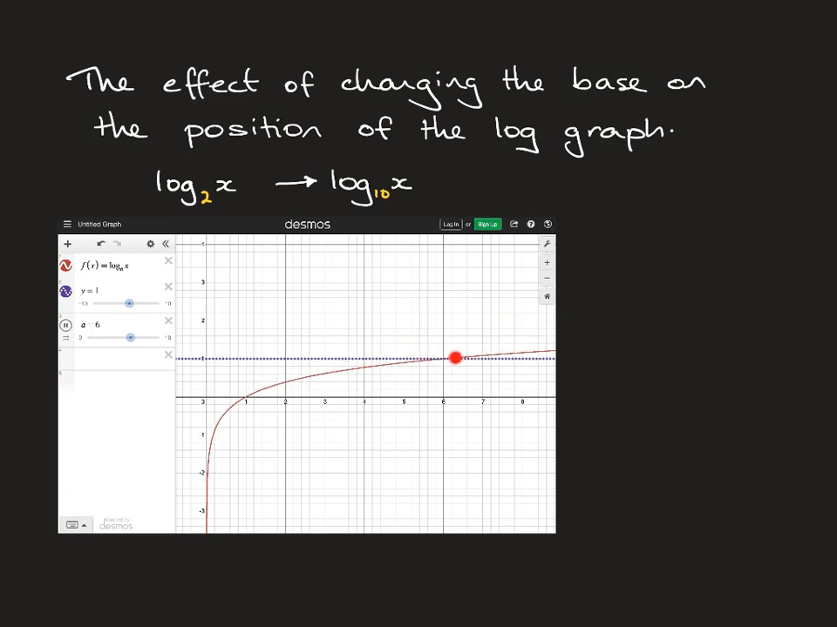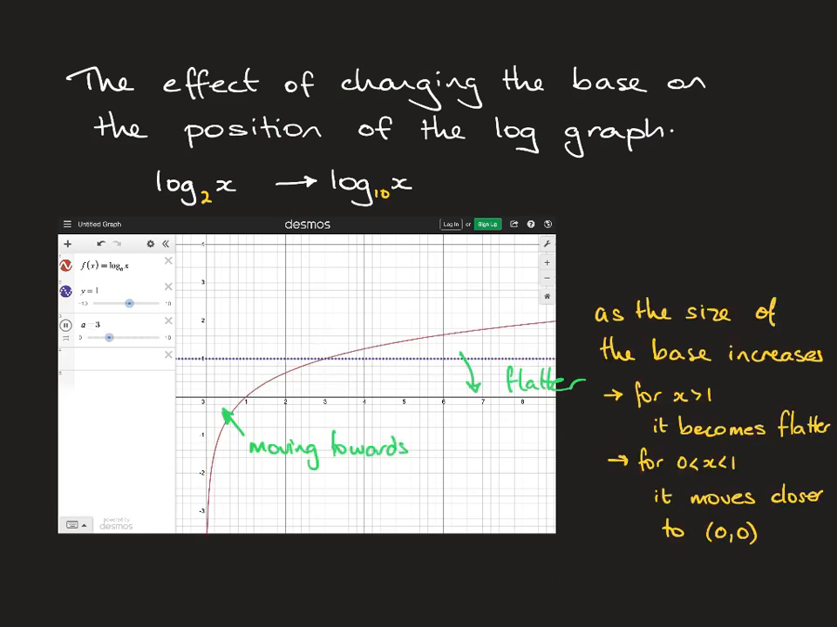So what we're seeing here is for values of x that are greater than 1, as the a value gets larger, it's tending to move down this way, it's becoming flatter. And if we look here in this little section, as a gets bigger, it's kind of pushing in towards (0, 0). So as the size of the base gets bigger for x values greater than 1, it becomes flatter for those x values there. For values between 0 and 1, the graph actually moves towards (0, 0). So that's what happens for graphs where your base is greater than 1.